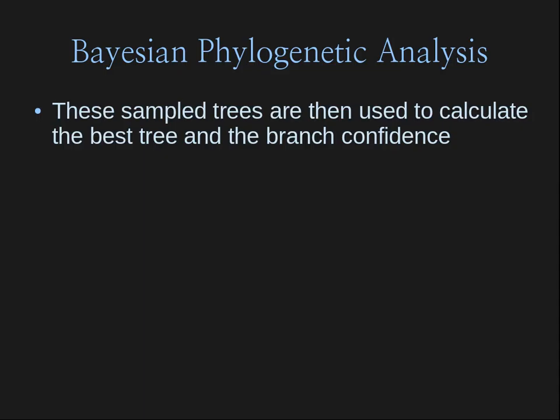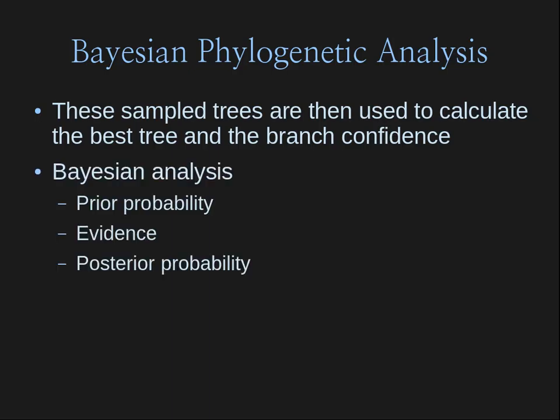So, like I said, these sample trees we then use to calculate the best tree and also the branch confidence. So we're doing it both to estimate the branching pattern, and also the confidence that we have in each of those branches. And this is where it gets its name Bayesian: we're using a Bayesian statistical approach to calculate what the tree should be.